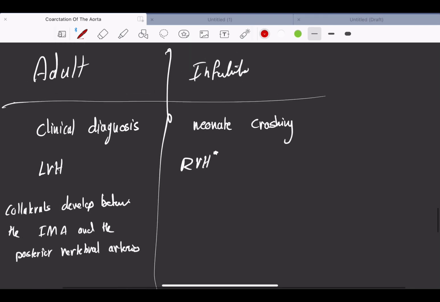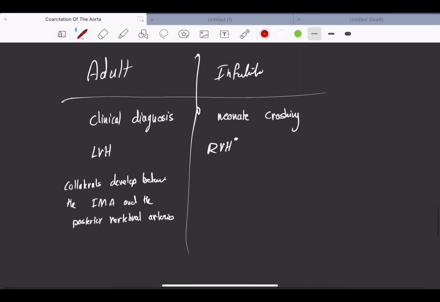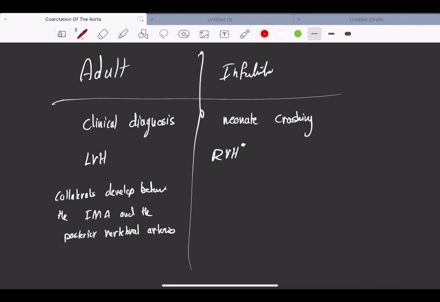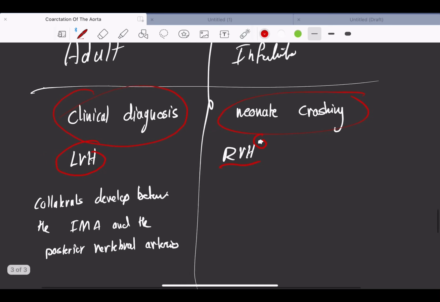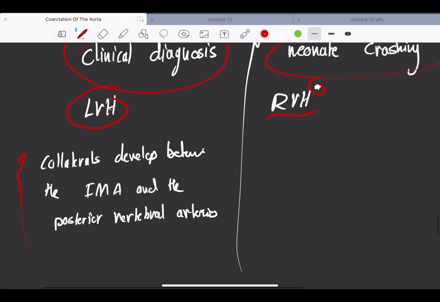Now, let's sum everything up here. In the adult form of the coarctation, we said it's a clinical diagnosis. Here, it's basically a neonate that's collapsing. In the adult form, you should expect left ventricular hypertrophy. However, in the infantile form, if it's not that severe, there should be time to recognize that the right ventricle is hypertrophied. Again, because the right heart has to do the job of the left heart in this condition. And now here we have the story of the collaterals.